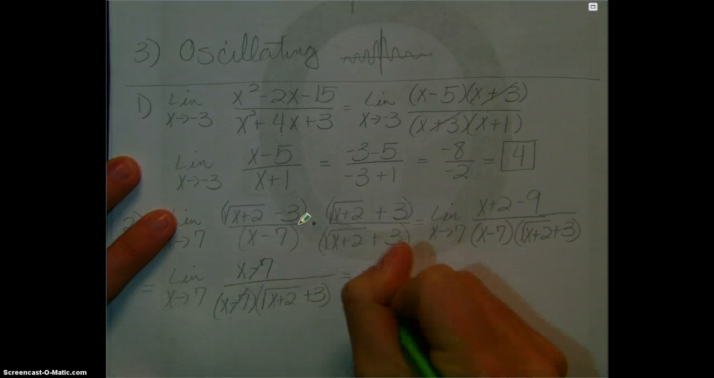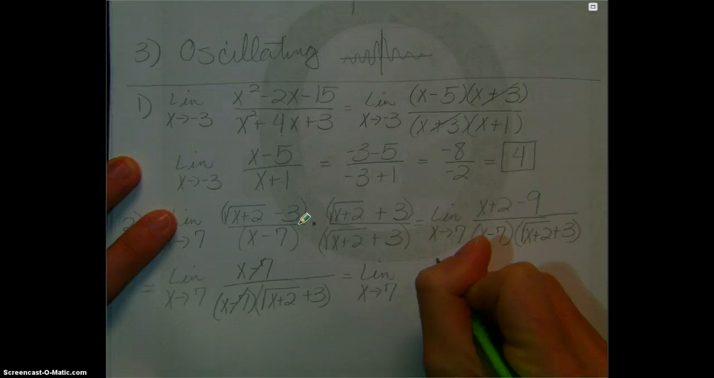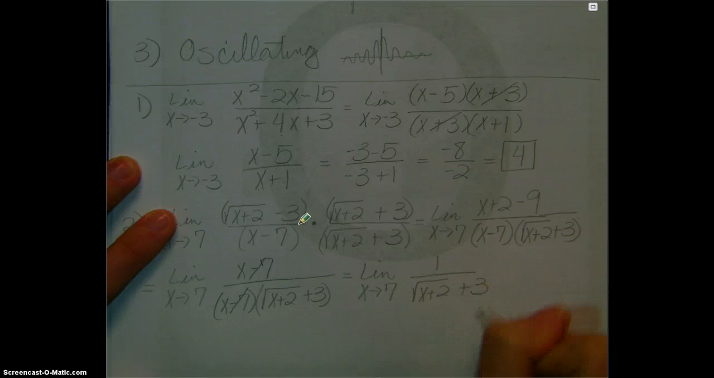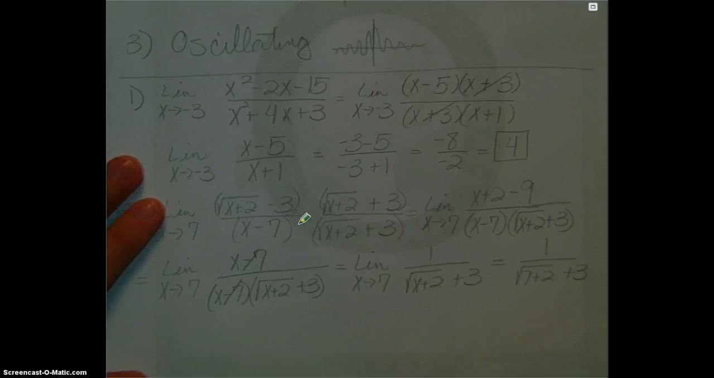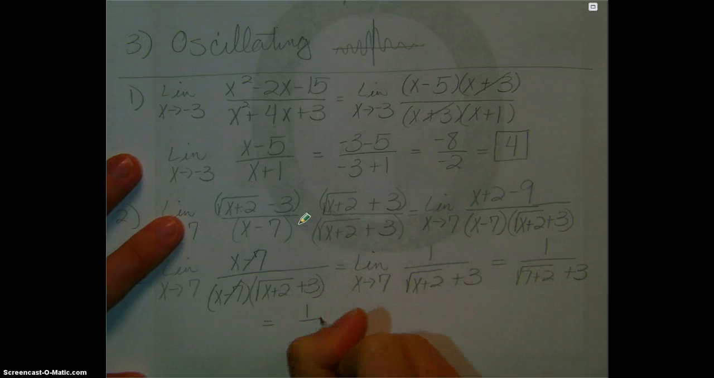Those cancel out. I still have the limit right now. I haven't substituted in yet. So that's going to leave me with a 1 on the top and the square root of x plus 2 plus 3 on the bottom. Now I can substitute in. So that will give me the square root of 7 plus 2 plus 3. So the square root of 7 plus 2 is going to be 3. That's going to give me 9, and the square root of 9 gives me 3, plus 3 gives me 1/6.